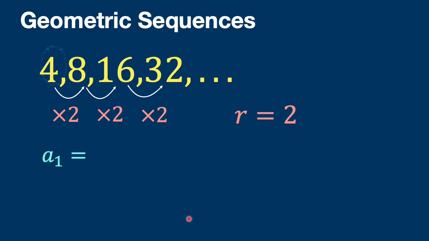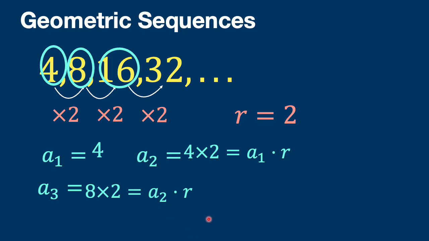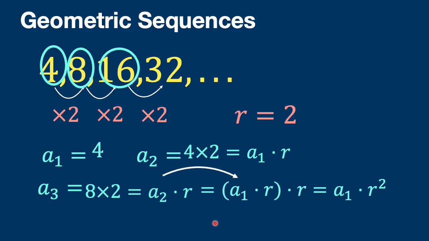So A1 is 4, A2 is 8, 4 times 2 is 8. So A1 is 4, R is 2. That's A1 times R. A3 is 16. How can I get the 16, guys? 8 times 2, that's the 16. That's A2 times R. What is A2? A1 times R. So A1 times R times R. How many R? A1 R squared.